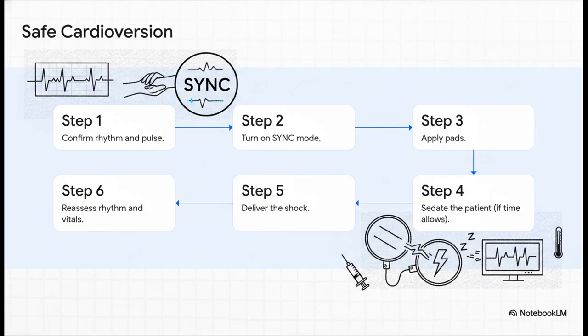1, confirm you've got the right rhythm and a pulse. 2, and this is the most important button you will ever press, hit that sync button on the machine. You have to physically see the little markers show up on top of the R waves. Then, apply the pads, sedate if there's time, deliver the shock, and immediately reassess. Did it work? What's the new rhythm? What do the vitals do?